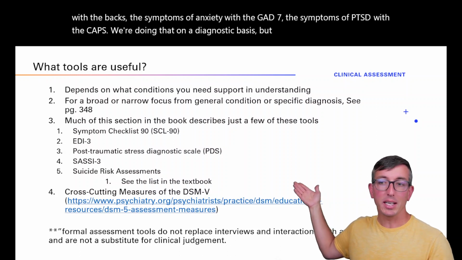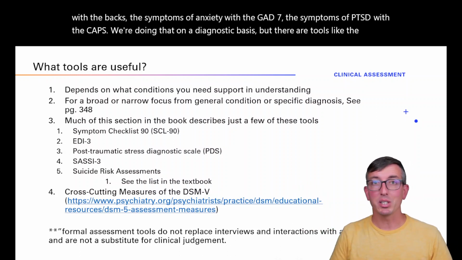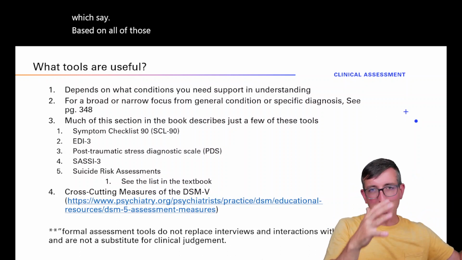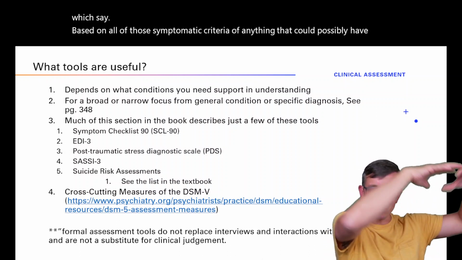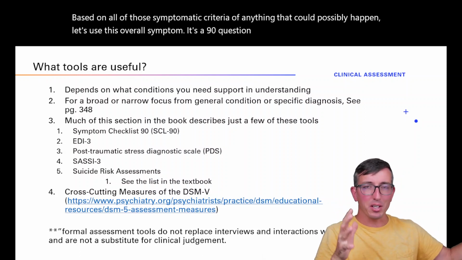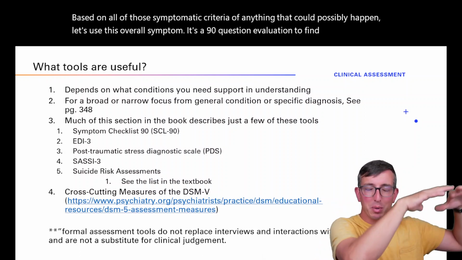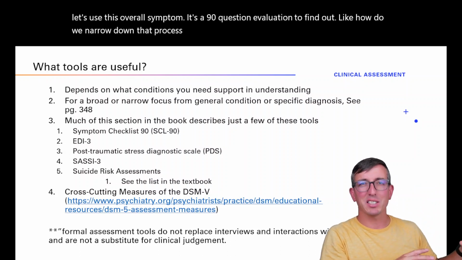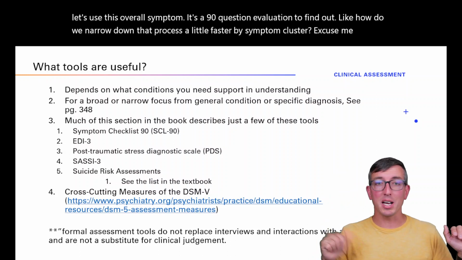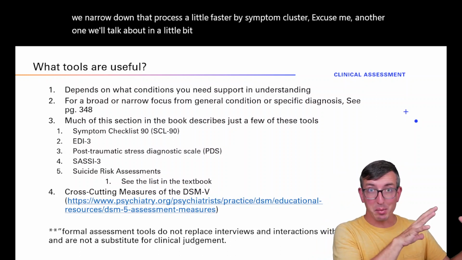But there are tools like the SCL-90, which say, based on all of those symptomatic criteria of anything that could possibly happen, let's use this overall symptom. It's a 90-question evaluation to find out how we narrow down that process a little faster by symptom cluster. Another one we'll talk about in a little bit is the cross-cutting measures in the back of the DSM.